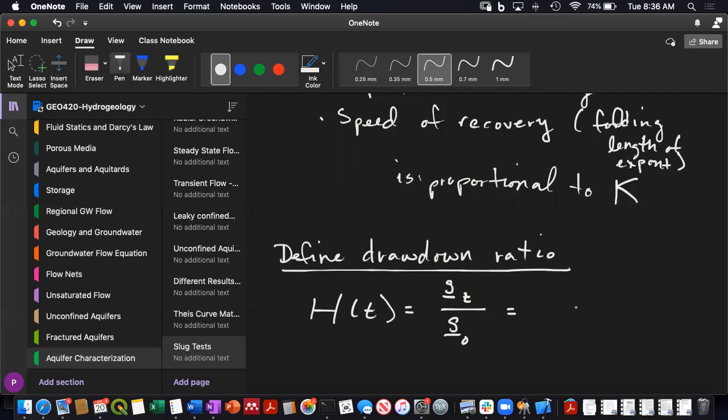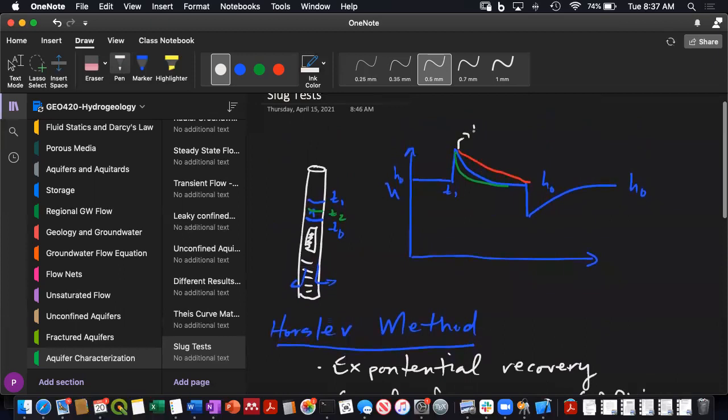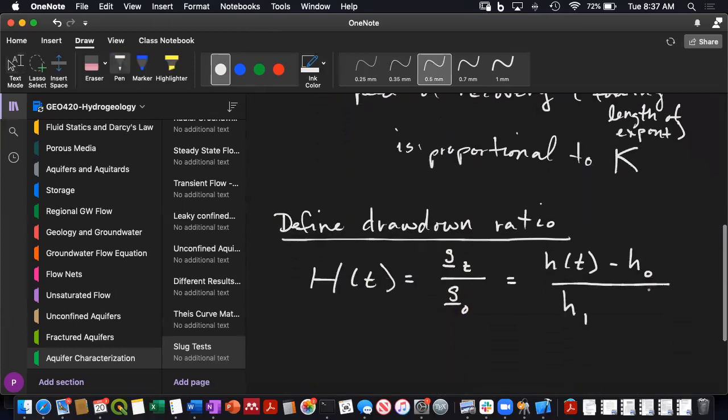And we could write this as H of T, the height of the head at any time, minus H naught, my initial height, over H1 minus H0, where H1 is this, and this is H1. These are our initial peaks or valleys. So all this is a normalized drawdown. It says just take the drawdown that we measure at any time and normalize it by the total drawdown we saw right after slug in or slug out, the peak drawdown.